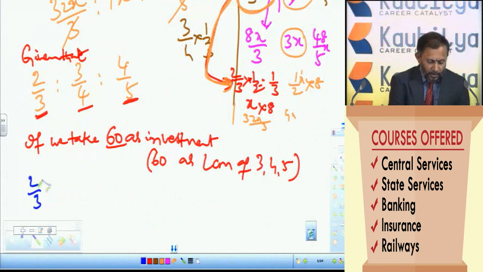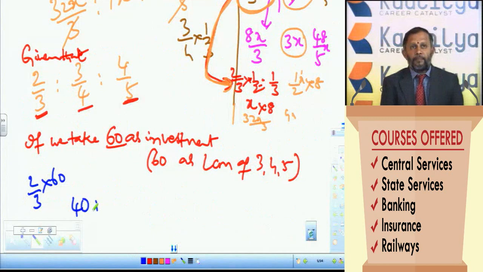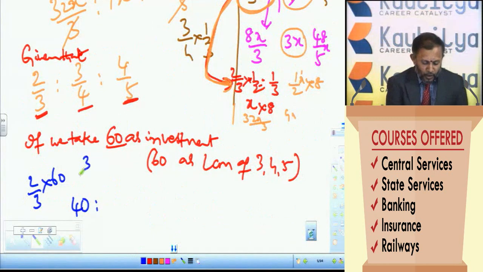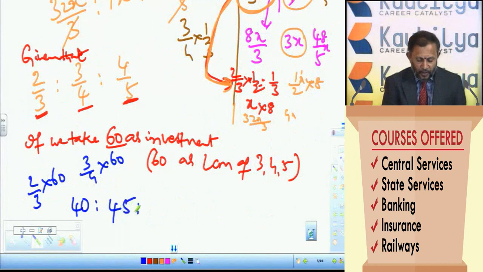If we take 60 as the investment, we can say 2 by 3 into 60, that is 40, is the investment of A. Next, 3 by 4 into 60, that is 45, as the investment of B. Next, 4/5 of 60, that is 48.